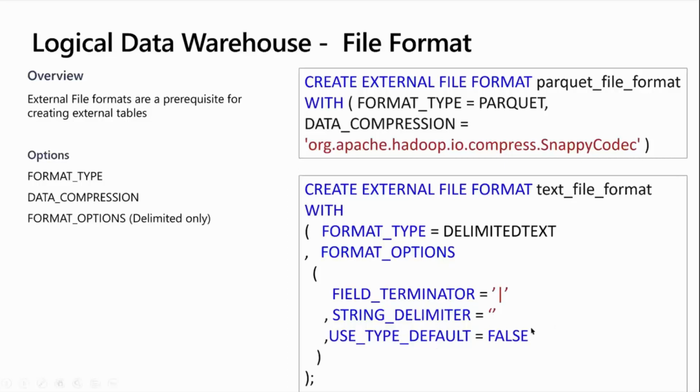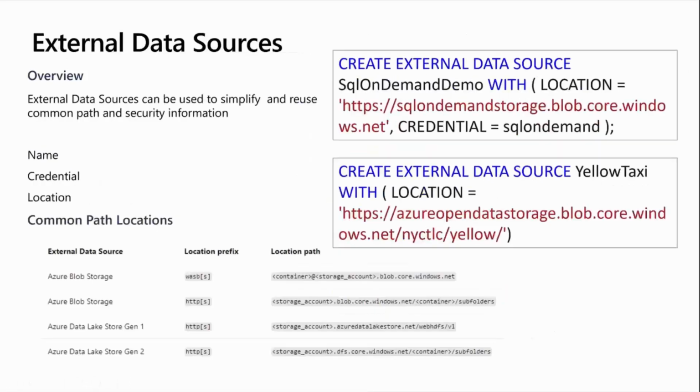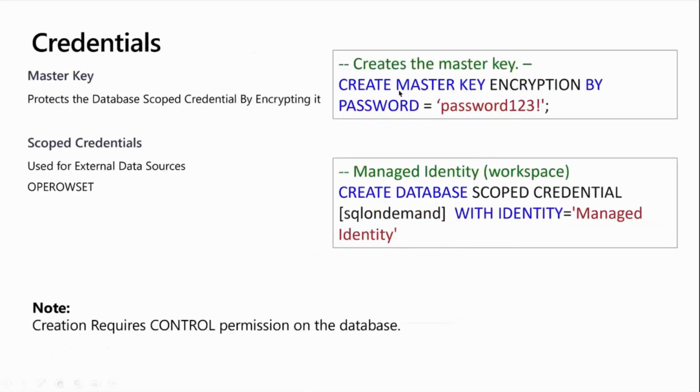And type default is basically going to say if the value isn't present or if it's null, use the default value as defined for the type. Then I create my external data source. This is very similar to what I did. I can specify my file format as well. And then this is setting up my credentials.